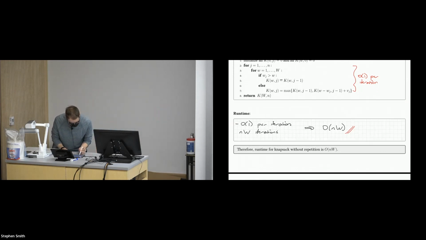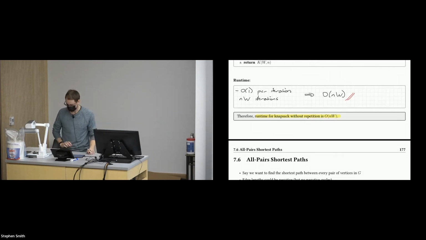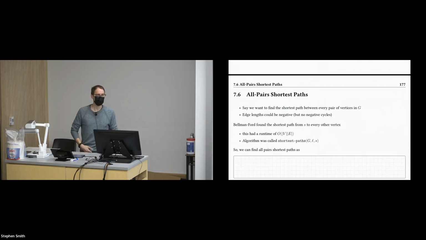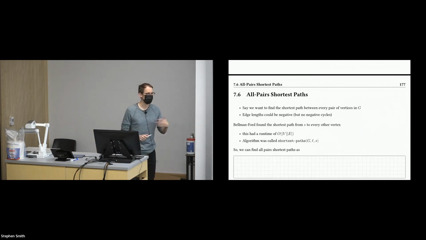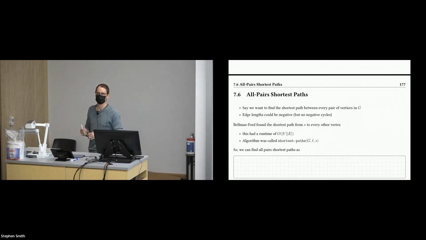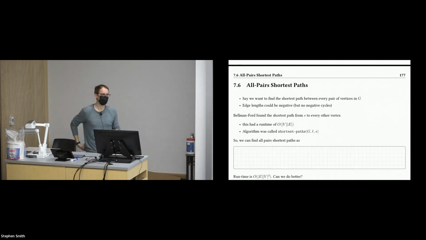Okay, so runtime for Knapsack without repetition is big O of n times W. Any other questions on Knapsack before I move on? I've got one more example, which is all pairs shortest paths, kind of our final revisit of shortest paths in graphs. Well, kind of. Actually, we'll talk about more complicated versions when we get to complexity theory.